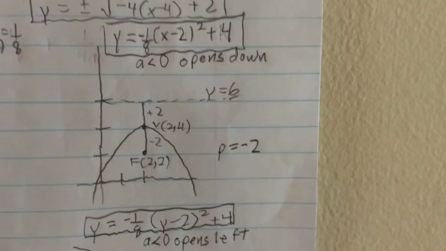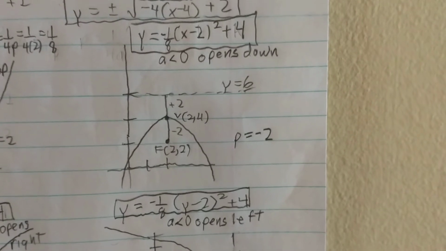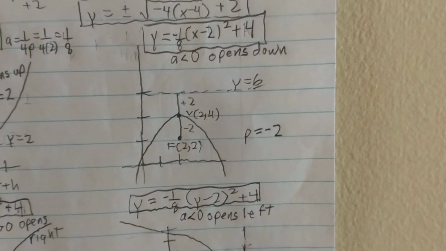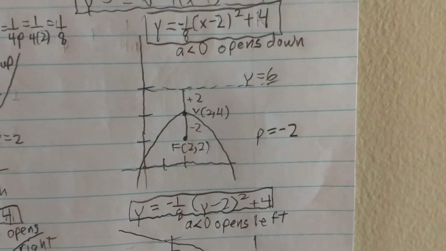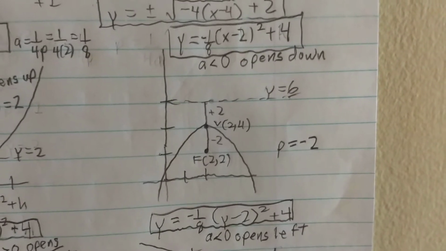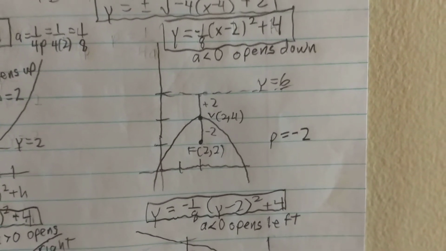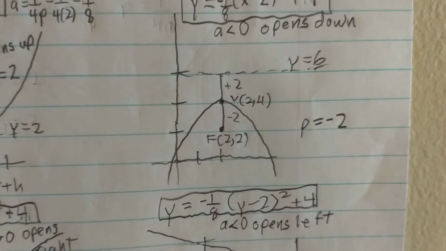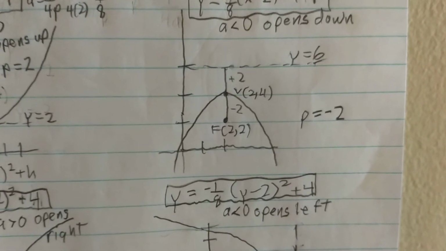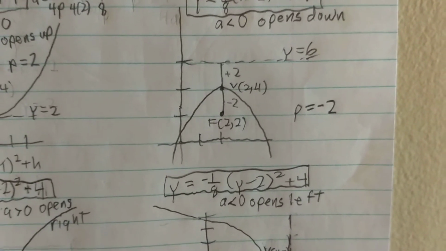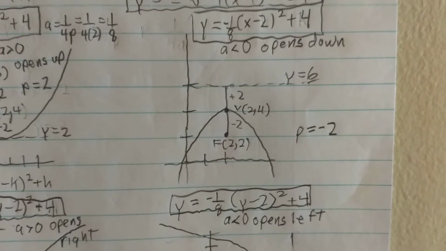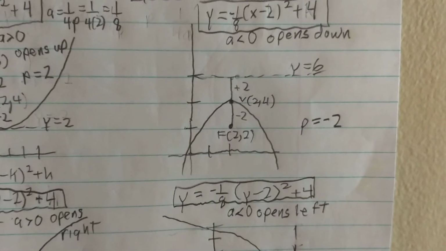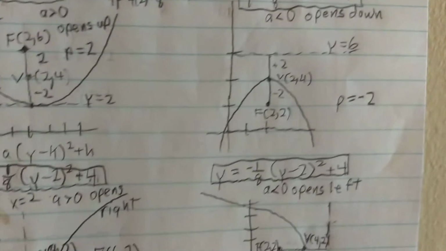Now for opening down, keeping the same vertex, we have our vertex at (2, 4), but now it's down 2 to the focus, so that makes the p negative 2. That makes the a equal to 1 over 4p, which is negative 1/8. And we can see the focus at (2, 2), but the directrix line is up above the vertex and the focus, which forces the parabola down. So that equation would be negative 1/8 (x minus 2)² plus 4, and you can tell it opens down by the negative 1/8. The negative makes it go down.